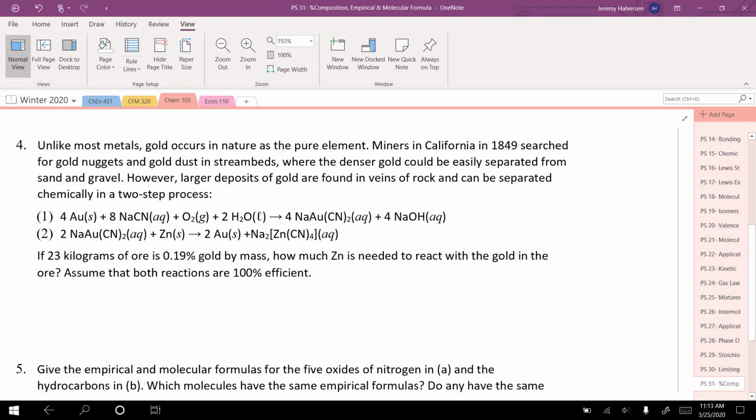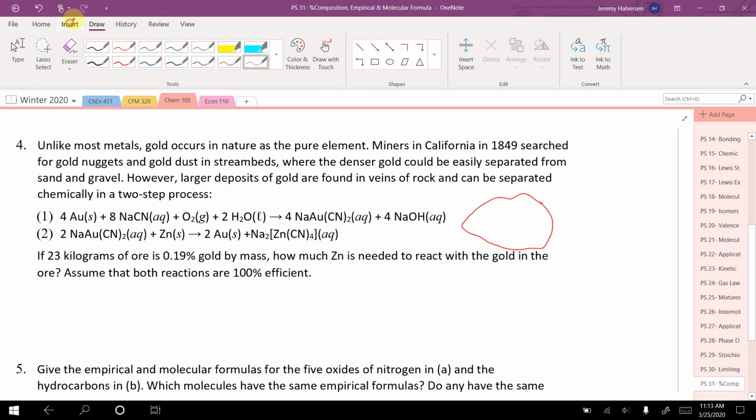If there's 23 kilograms of ore and it's 0.19% gold, how much zinc is needed to react with the gold in the ore? Okay, so you've got to imagine I've got a big chunk of ore, and in that ore you've got some veins of gold. The ore is not a chemical. Ore is just a bunch of different minerals stuck together. It's a mixture, not a chemical formula. So nothing in this equation is ore, okay?